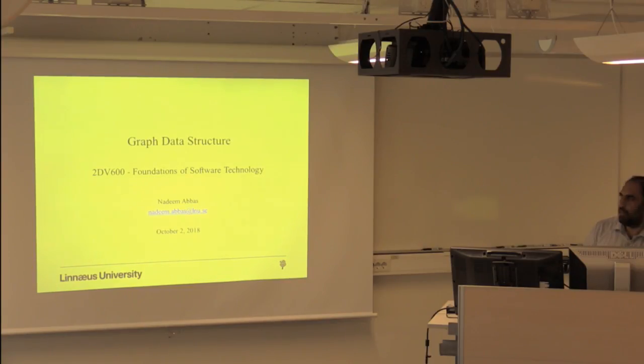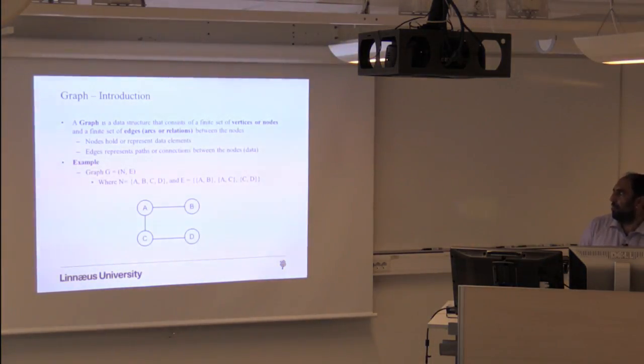Can someone describe what a graph is in computer science, in terms of data structures? Nodes and edges, yes. Basically, a graph is a data structure with two main things. Every graph is composed of a finite set of nodes, and there are edges connecting the different nodes with each other.